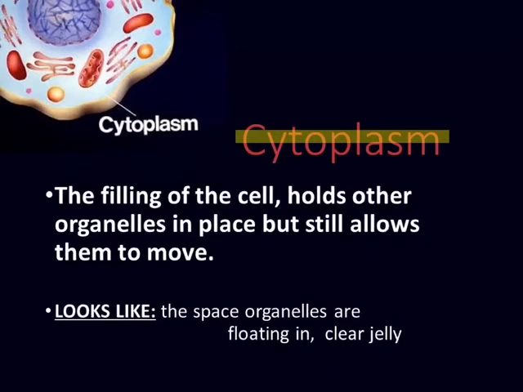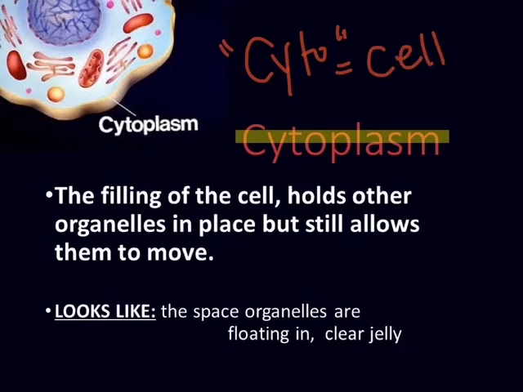Organelle number 2 is the cytoplasm. Every cell also will have a cytoplasm. Cyto means cell, so that's important to know. Anytime you see cyto in any word, it means cell. It's a root. The cytoplasm is just the jelly that fills the cell. Anything inside of the plasma membrane is included in the cytoplasm.